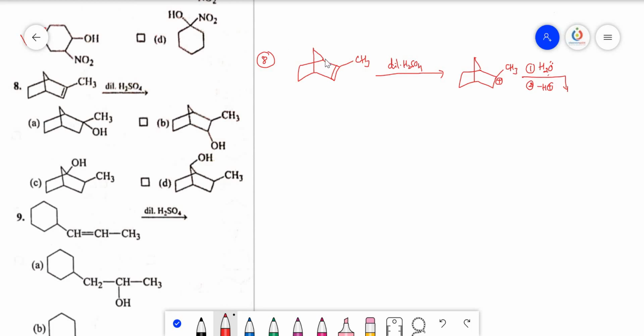This particular step was discussed in the 7th question. The same step will be there. You just see that question. This is the molecule. So hence option A is correct.